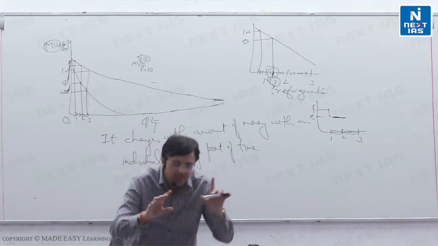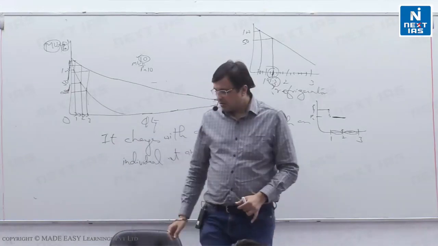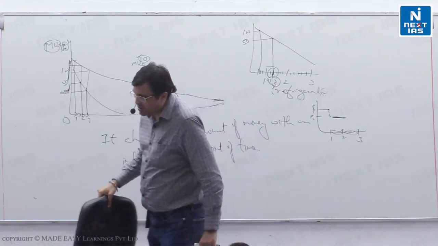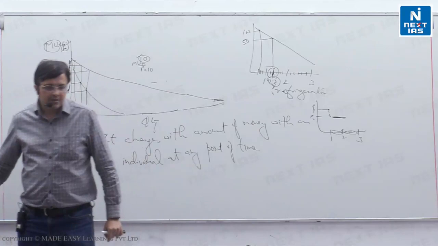Now see, this was Marshall's demand form. The supply function for Marshall was a normal supply function. Yes, sorry.